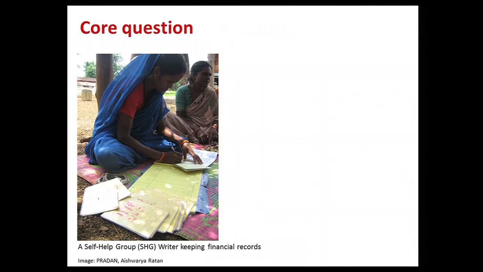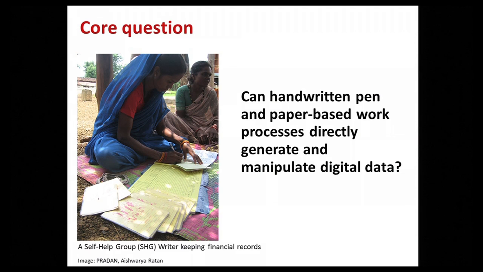So the problem that we're talking about here is something much more simple. We live in a world of a plethora of digital devices, but at the same time, paper seems to be remarkably persistent. There are still people who use pen and paper, and this is an extremely important problem in the context of rural India, where a lot of important records for all kinds of service delivery are still maintained on paper with handwriting processes. So how do you get that data to be useful? Right? So how do you directly have pen and paper-based processes actually generate and manipulate digital data? Is this possible, and is this useful?